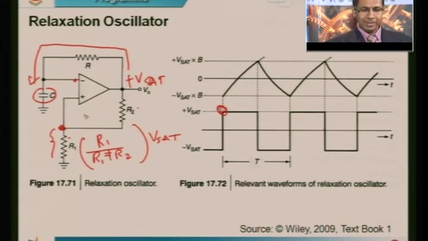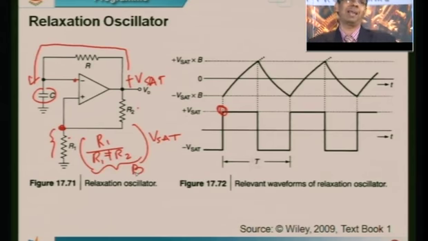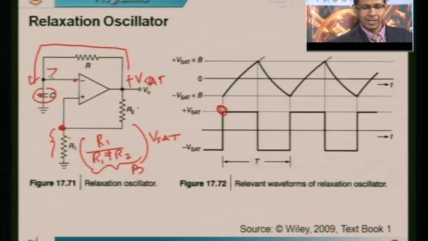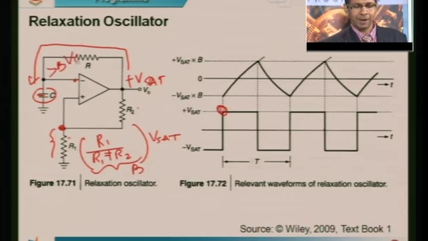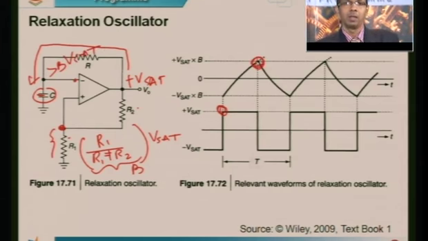So let us call R1 divided by R1 plus R2 as B. That means the voltage at the non-inverting terminal is B times plus Vsat. Now as long as the capacitor voltage while charging is less than this plus B Vsat, this condition remains. The moment the capacitor charges and reaches greater than B times Vsat, which we are showing at this point, something happens.